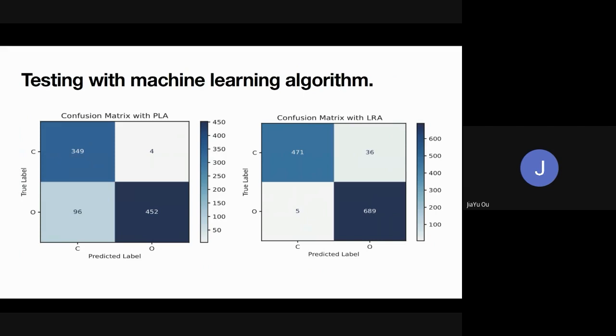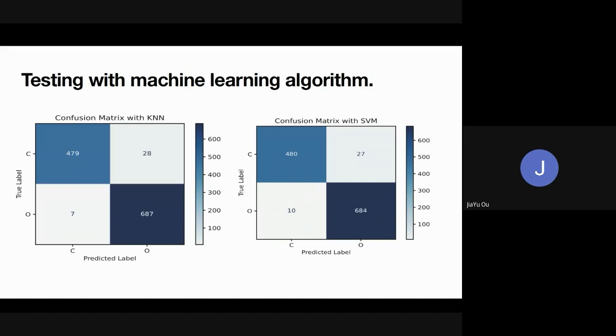We use our LMC and the M33 data, so we classify unknown data in M33. So here is the confusion matrix with the PLA and the RLA. The next is the confusion matrix with the KNN and the support vector machine. So we can see the highest true rate is with the KNN, the best algorithm in our test. So we use the KNN algorithm in our machine learning work to classify the unknown type Mira in the M33.